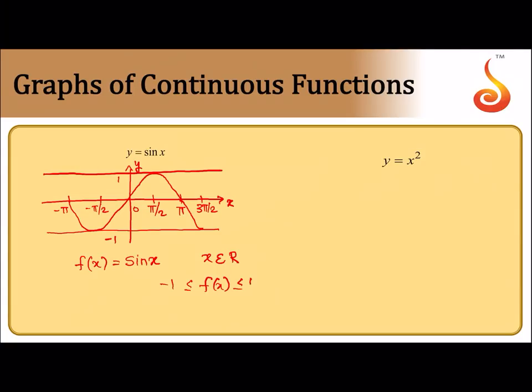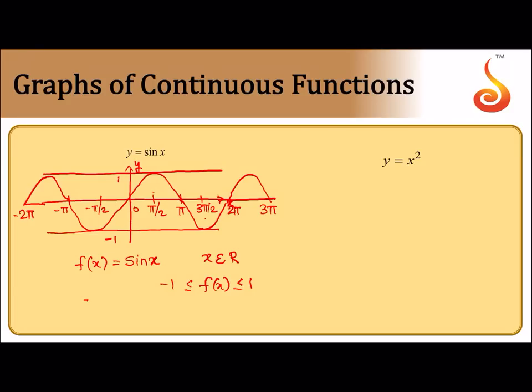What's the domain? x belongs to real numbers. What is f of x? f of x lies between -1 to +1. So this graph keeps on continuing. It goes like this. It goes like this. So this value is 2 pi. Again this value is 3 pi, and it continues in the negative direction also. This is minus 2 pi.